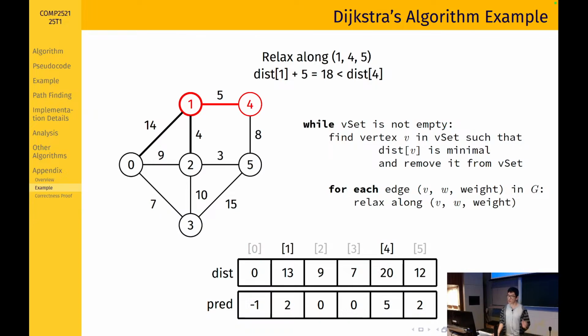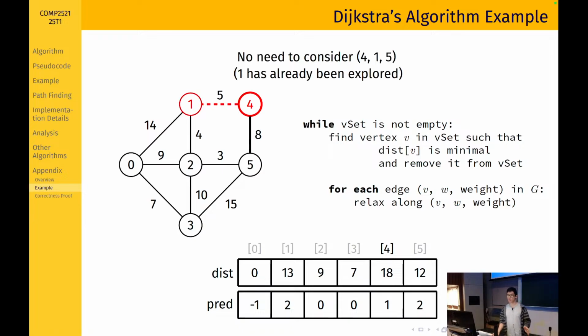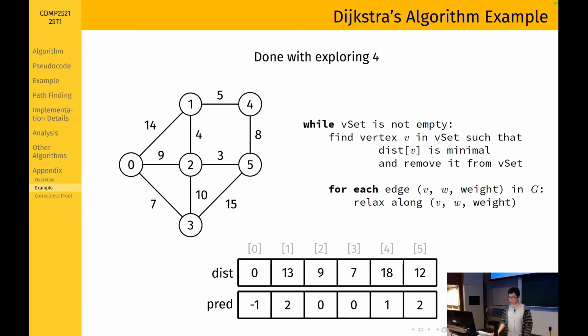So since 18 is smaller than 20, we're going to update our distance to 18 and update our predecessor to 1. Okay, and finally, we remove 4 from the V-set. That's the only vertex remaining. And we've actually explored all of its neighbors already. So we can ignore both of those edges, and we're done with exploring 4. Okay, and now we're finished with the algorithm.